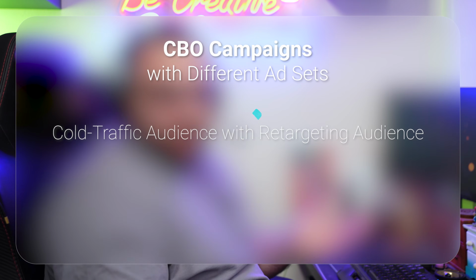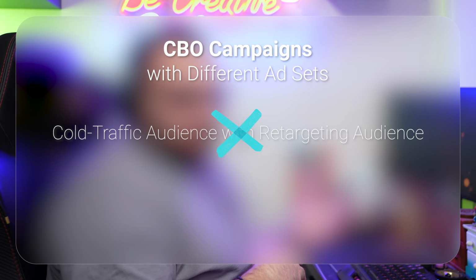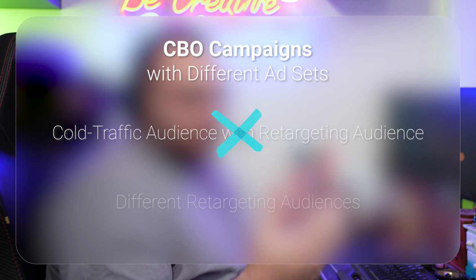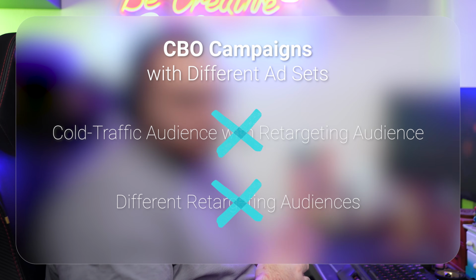There is no reason for you, unless I guess if you do a CBO for one ad set, which is an ABO basically, it doesn't matter. But if you do a CBO with several ad sets, there's no point of putting, for example, a cold traffic audience with a retargeting audience, because the cold traffic audience is going to take all the budget, it's a bigger audience. There's no point of doing different retargeting audiences to compete with each other, because retargeting audiences are not cold traffic audiences, they're already warm traffic, which we want to convert. We don't want to lose some of them along the way, or compete with other warm audiences. They're very specific audiences. So whatever we discuss here is CBO, and it's CBO for cold traffic audiences.